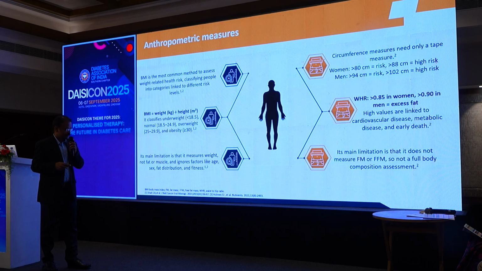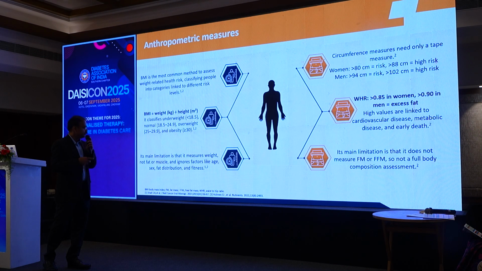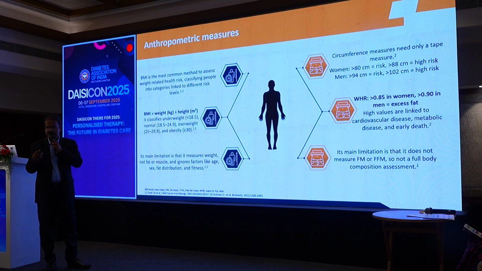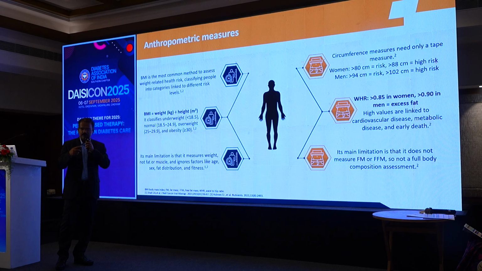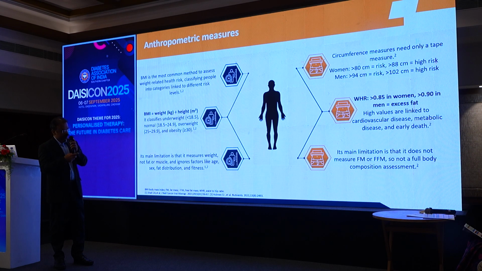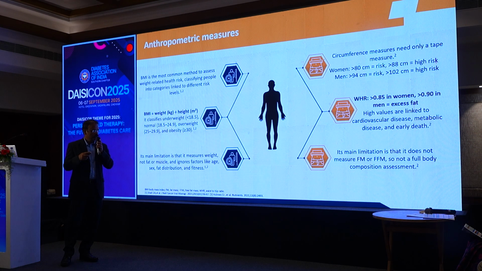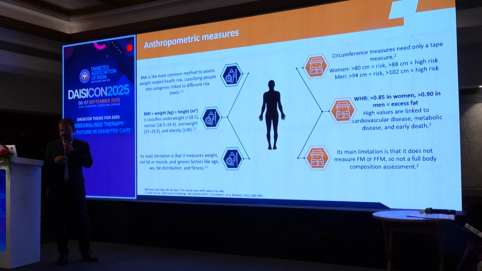What are the anthropometric measures? What are the uses and what are the limitations? We all know BMI, weight divided by height in meters squared. We can differentiate. However, it has a few limitations. It measures only weight and not fat or muscle. So it ignores various factors like age, sex, fat distribution and fitness. Waist-hip ratio as well as waist circumference also have a few limitations. They do not measure fat mass or fat-free mass, so a full body composition is not assessed.